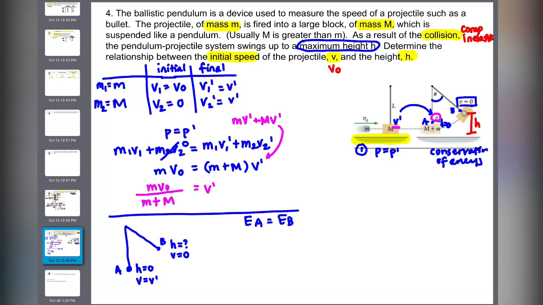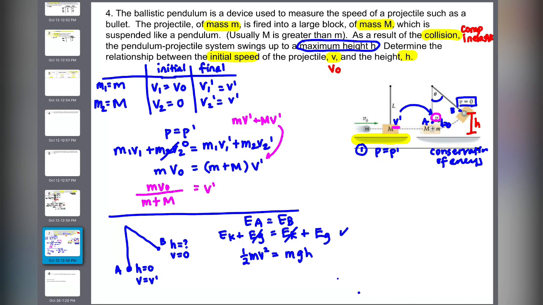Okay, so EA equals EB, and this time there's no spring at all, so I have total energy as kinetic energy plus gravitational potential energy. You always have to start out with that, remember? And then now you cancel the 0. At point A, the height is 0, so EG is gone. At point B, v is 0, so EK is gone. So I have EK, which is 1/2 mv squared, equals mgh.